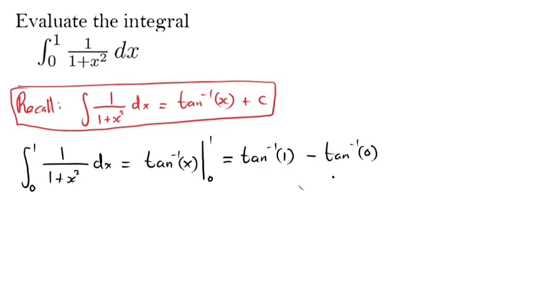Now tan of 45 degrees is 1 and tan of 0 is 0. So the tan inverse of 1 is 45 degrees, or simply pi over 4. And tan inverse of 0 is simply 0. So our final answer to this integral is simply pi over 4. So this just reduces to pi over 4.